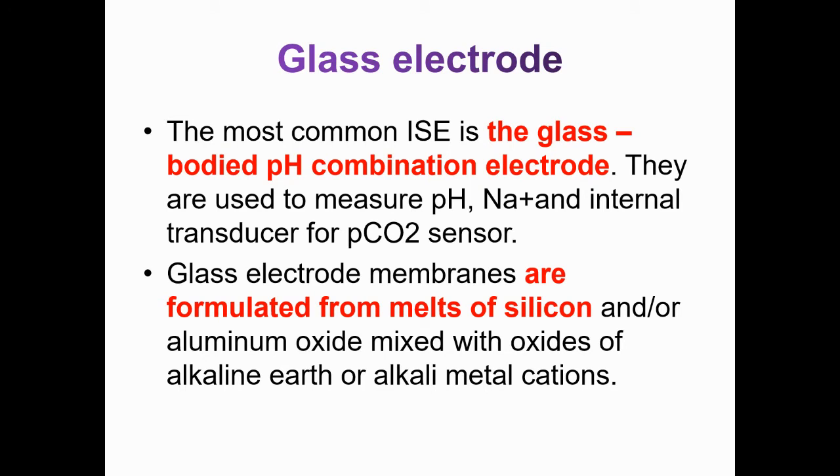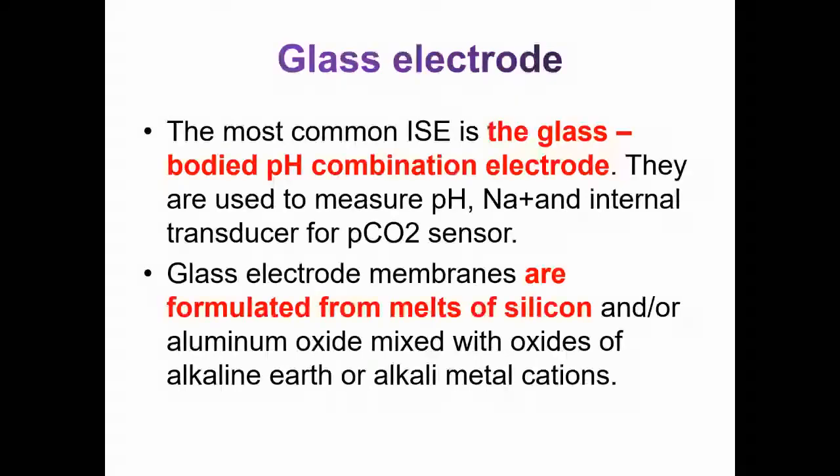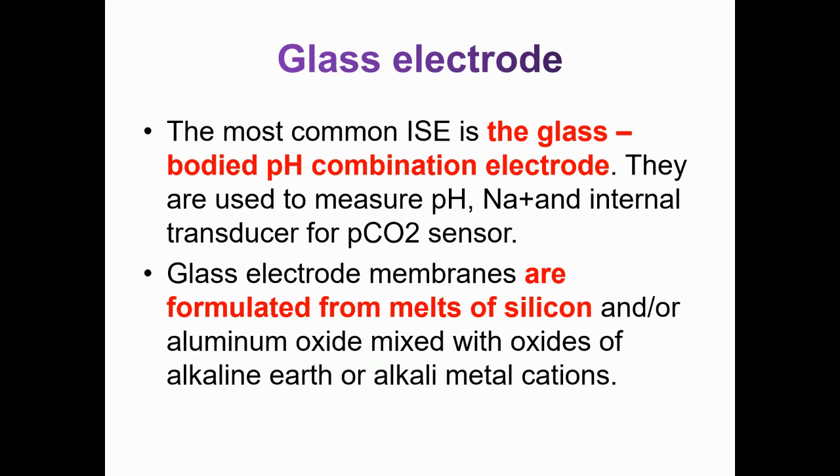The next point: the glass electrode membrane is formulated from melted silicon, because we already know that glass is made up of silica only. From sand only we make the glass. So these glass electrode membranes are formulated from melts of silicon, and that is mixed with a combination of aluminum oxide, which is mixed with alkaline earth metal cations.